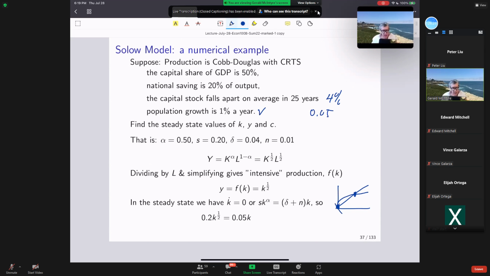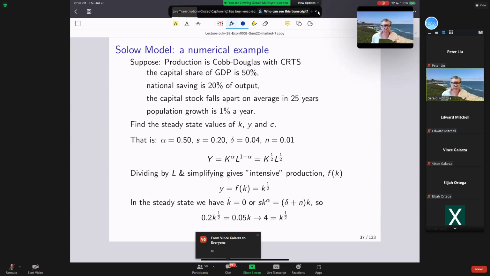Okay, but with this expression, I can solve for small k. And once I have small k, I can get everything else. So if I solve this for small k, I'll divide through by 0.05 and get 4 is equal to, and divide through by k, k to the half, and get 4 is equal to k to the half. So small k is equal to what? 16. That's right. Got to be careful, got to square it. So small k is equal to 16.